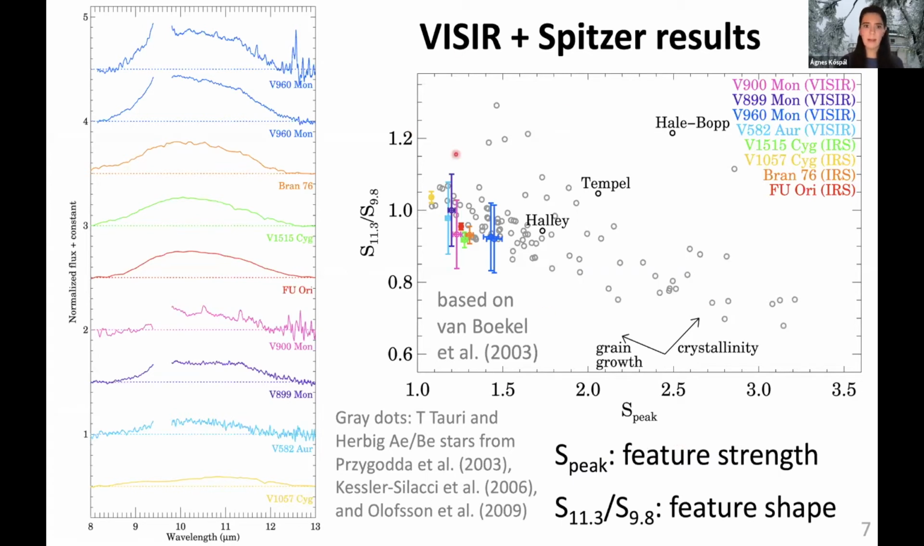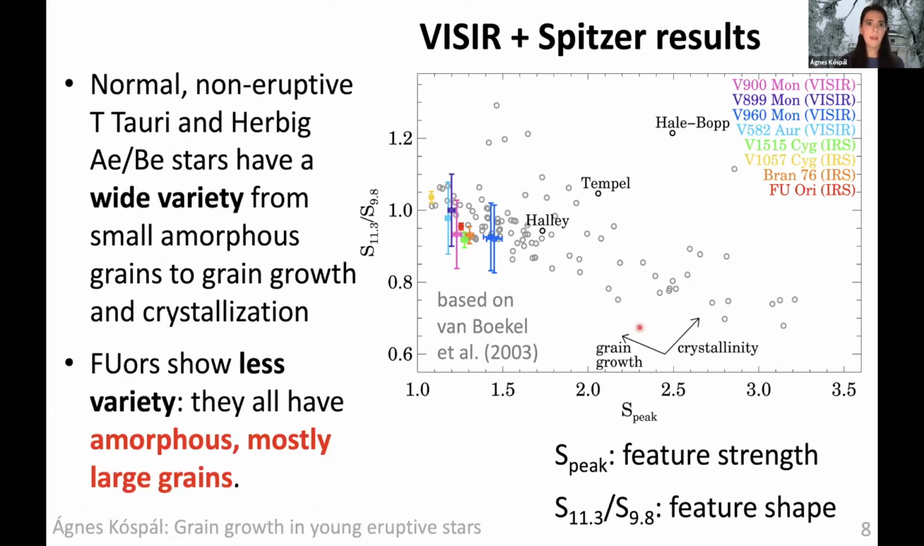And if you look at this graph, where I plotted the feature shape as a function of feature strength, you can see that, for example, grain growth or increasing crystallinity moves a data point in this graph in various directions. What is interesting is that normal, non-eruptive T Tauris and Herbig AB stars, which are plotted with the gray circles here, show a wide variety from small amorphous grains to significant grain growth and even crystallization. On the other hand, FUors show less variety. They all have amorphous, mostly large grains.